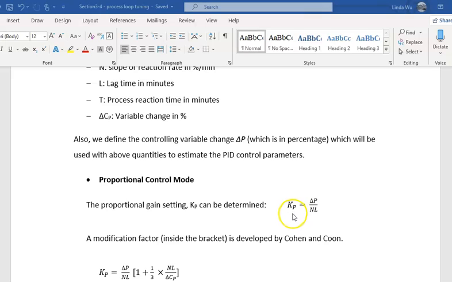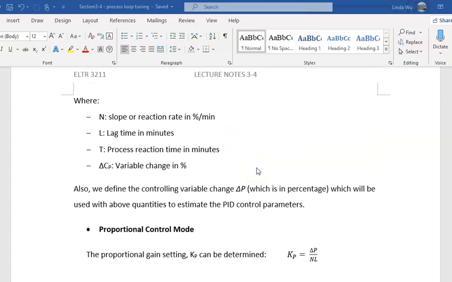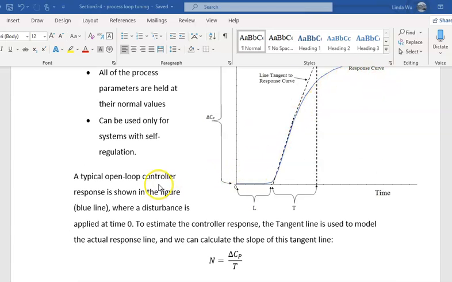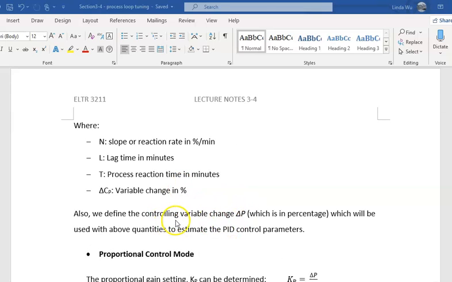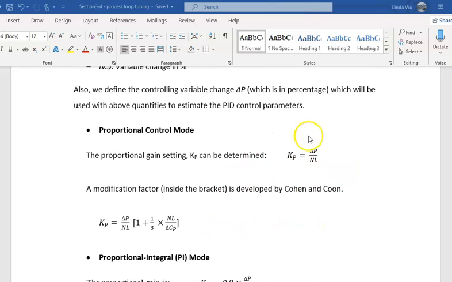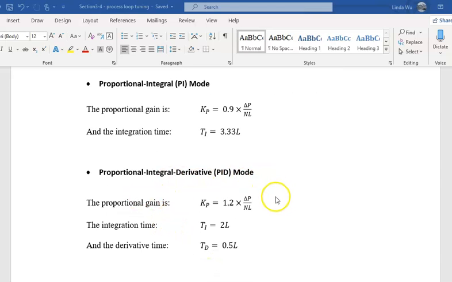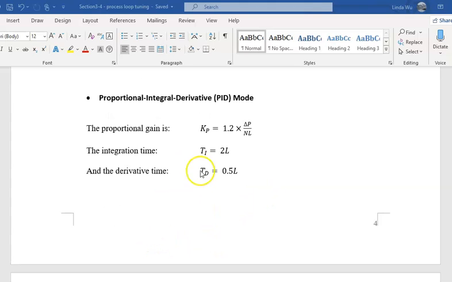For the proportional control mode, we use Kp equal to delta P over NL. Delta P is the controller variable change, that is, the input signal change that causes the response change. And then there is this expression to calculate for proportional control. For the proportional integral control mode, we have two factors, and for the PID control mode, we have three factors to select.